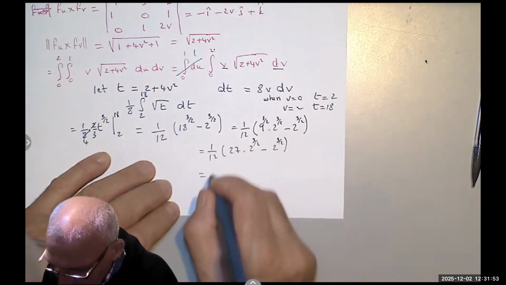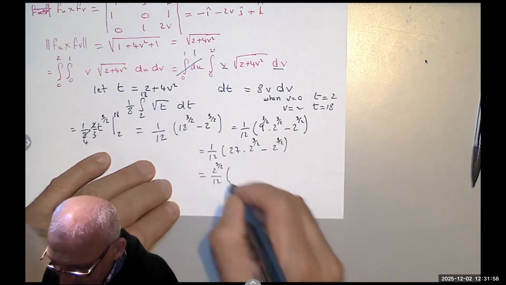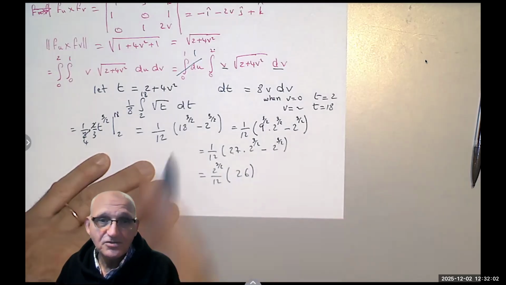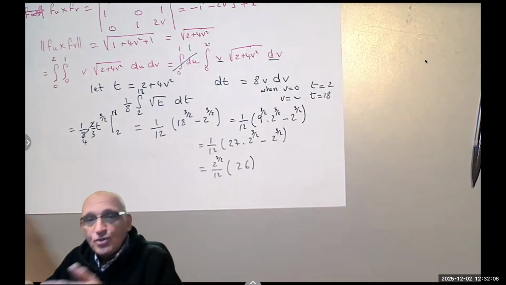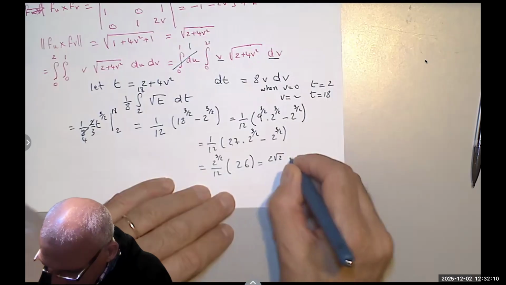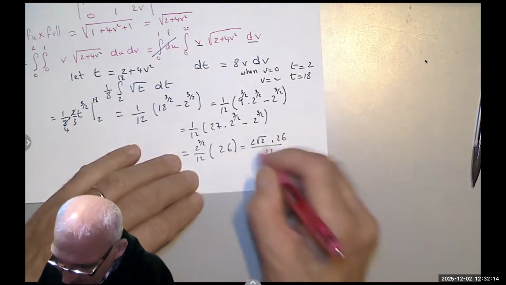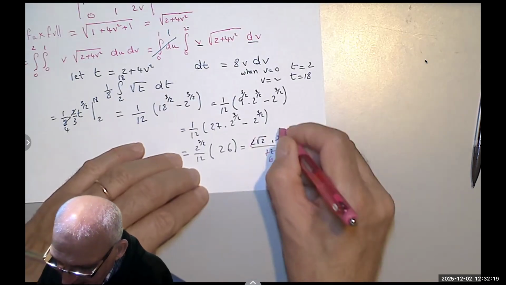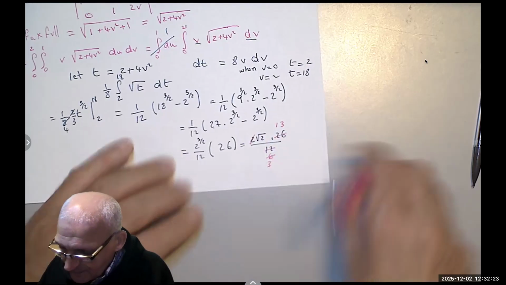You factor out 2 to the 3/2 over 12 times 26, right? 27 minus 1 when you do that. But what is 2 to the 3/2? It's 2 root 2. So this is 2 root 2 times 26 over 12. You simplify the 2 with the 2, you get 6. You simplify the 26 with the 6, you get 13 over 3.